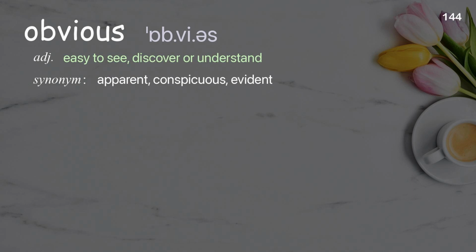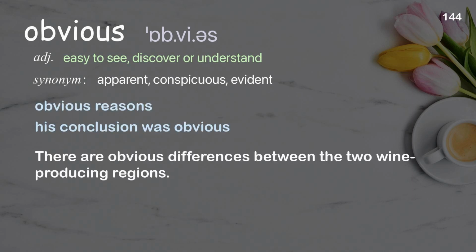Obvious. Easy to see, discover, or understand. Examples: Obvious reasons, his conclusion was obvious. There are obvious differences between the two wine-producing regions.